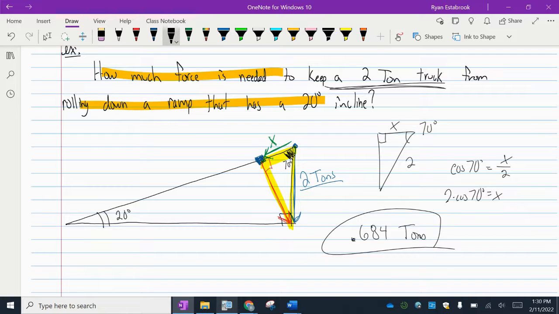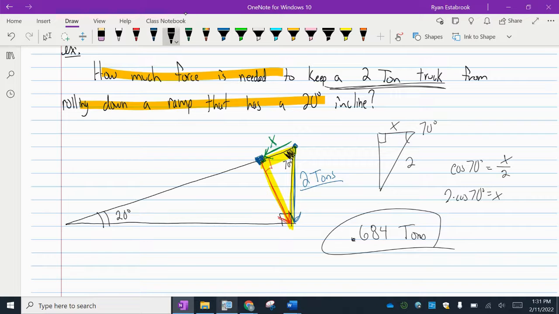We generally don't think in terms of tons. We generally think in terms of pounds. So if you multiply this by 2,000, you'd figure out how many pounds of force you'd have to use to keep this truck from rolling down the hill. Again, assuming it's in neutral, assuming there's no friction, that's how much force you'd have to exert to keep this 2-ton truck from rolling down this ramp.